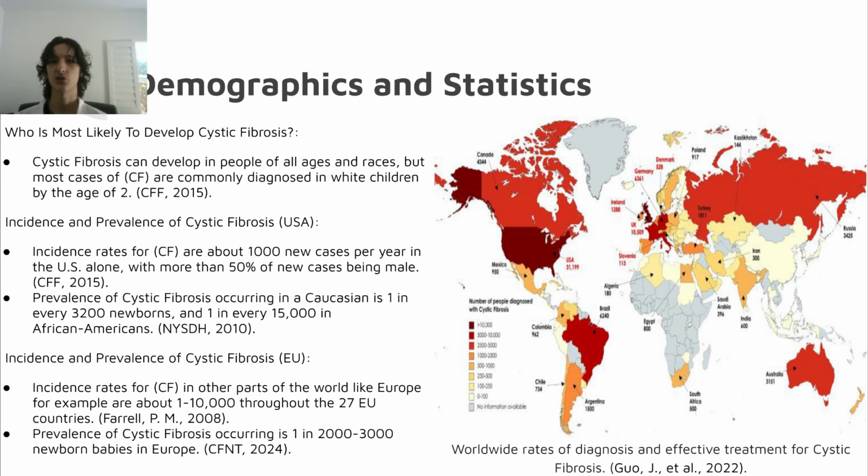Prevalence of CF occurring in Caucasians is 1 in every 3,200 newborns and 1 in every 15,000 in African Americans in the US. And next, incidence rates for CF in other parts of the world, like Europe for example, are about a 1 in 10,000 chance throughout the 27 European countries combined. And then, prevalence of cystic fibrosis occurring in Europe is a 1 in 2,000 to 3,000 chance in newborn babies.